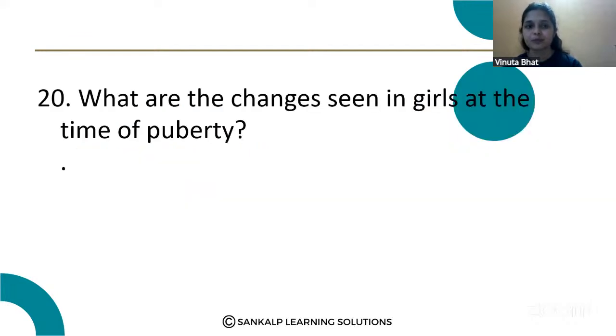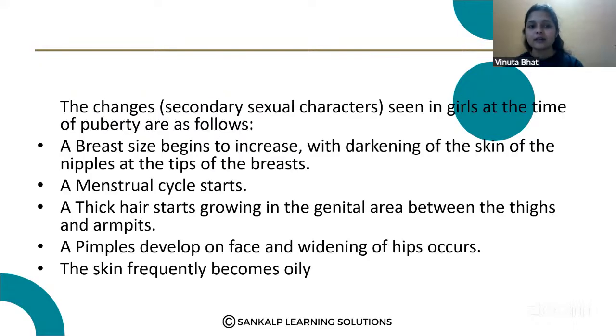Next question. What are the changes seen in girls at the time of puberty? At the time of puberty, the breast size begins to increase with darkening of the skin of the nipples at the tips of the breast, and the menstrual cycle starts. Thick hair starts growing in the genital area between the thighs and in the armpits. Pimples develop on the face, and widening of hips occurs. The skin frequently becomes oily. So these are some changes, also called secondary sexual characters, that develop during puberty in females.